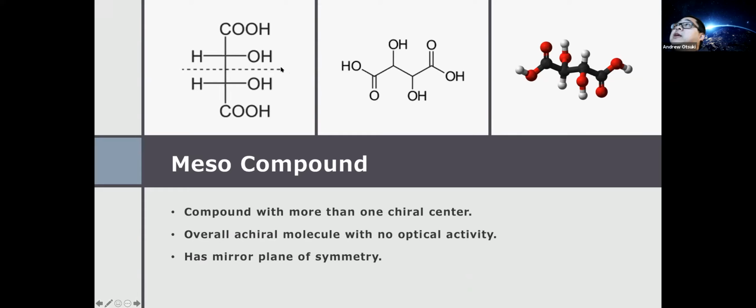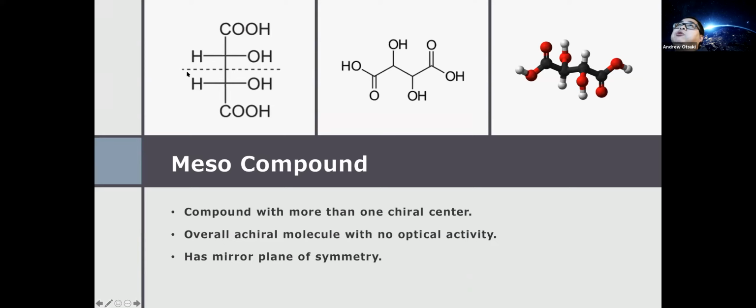That mirror plane is a symmetry element. And if a molecule has any kind of symmetry element that makes parts of the molecule equal, it cannot interact with plane polarized light, which is the definition for chirality. Chiral compounds interact with plane polarized light in different ways. That's why they are different compounds.